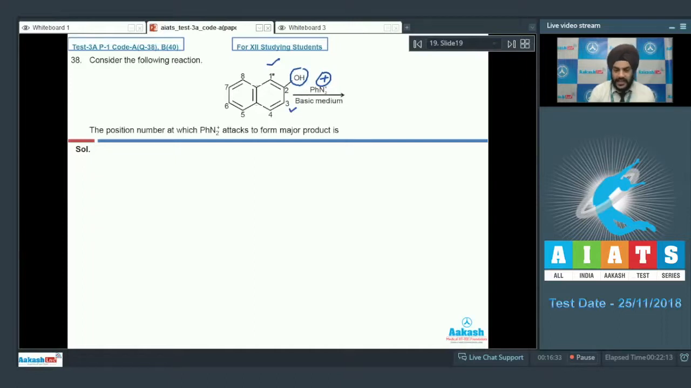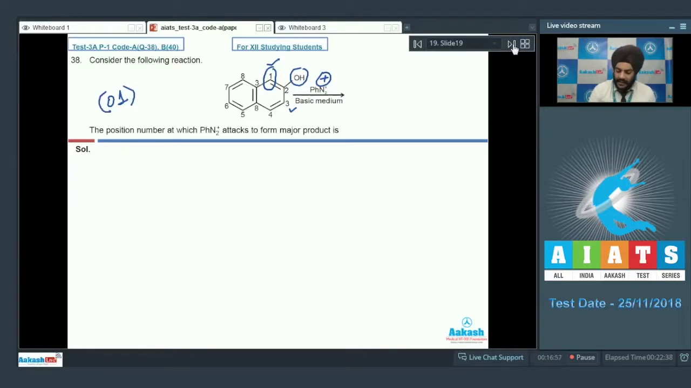And out of these 2 positions, we can see that position number 1 is more suited for the incoming electrophile, as it has a conjugation of this benzene ring as well. So students, the incoming electrophile will attack beta naphthol at the carbon labeled as 1. So we have to mark 01 as the correct answer to our question.